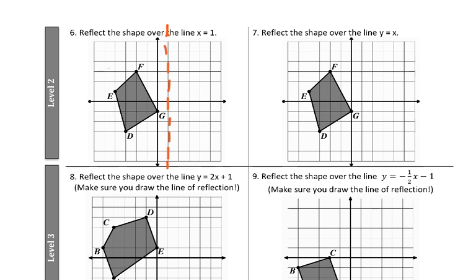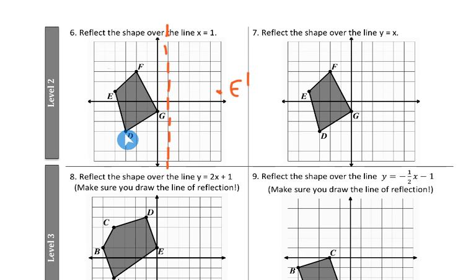So, let's start with E. E, we're going to just go horizontally like this. It's going to go 1, 2, 3, 4, 5 spaces to get to the line. So we need to go 1, 2, 3, 4, 5 spaces to get over here. There's E prime.